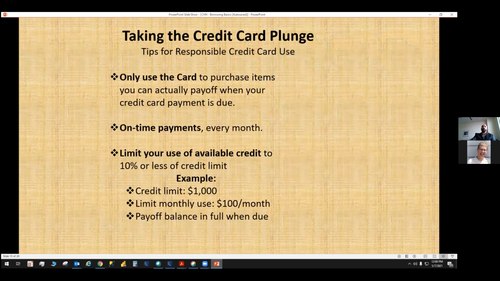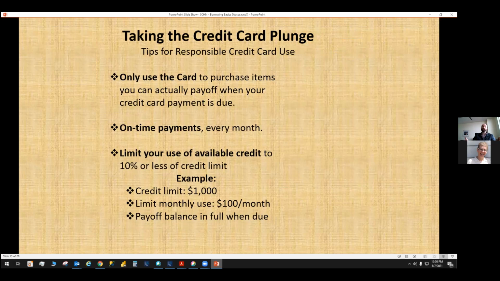Taking the credit card plunge. Tips for responsible credit card use. This is within the idea of managing our debt well. Credit cards can very, very quickly get out of hand if you put too much on the card and you only make minimum payments, as we talked about earlier. It can get out of hand really quick.